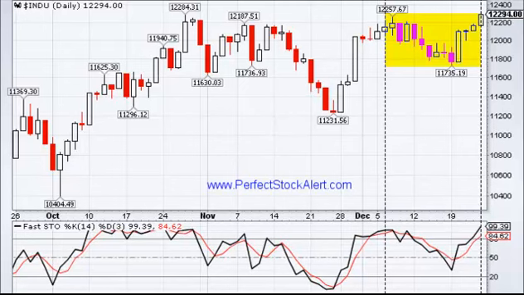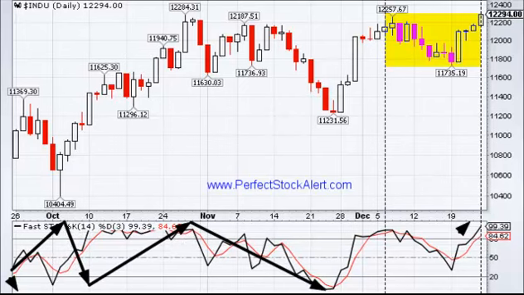Because the oscillator is range bound, it will show you overbought and oversold conditions. When I say that it's range bound, it means that it goes from 0 way down here to 100 way up here, and the stoch will always trade within those points. It will never go beyond those points, no matter how high or how low price actually goes.